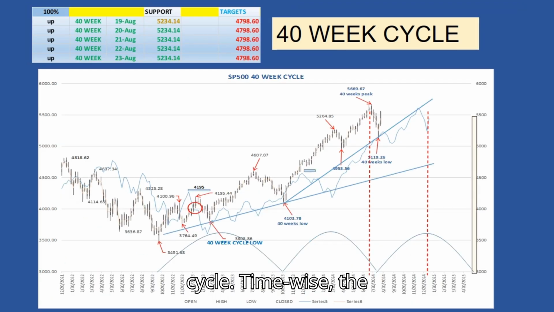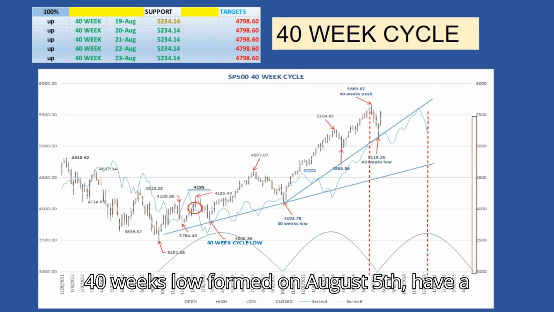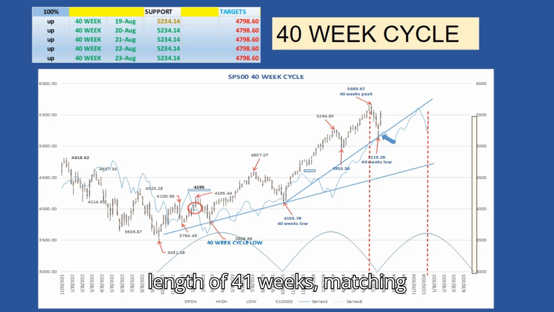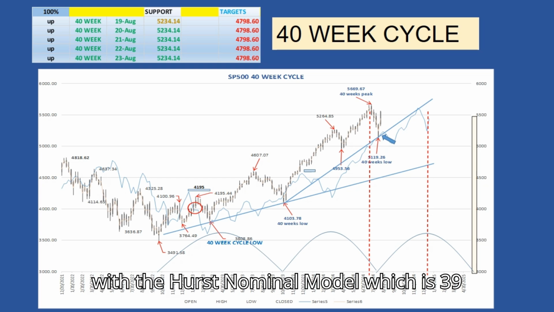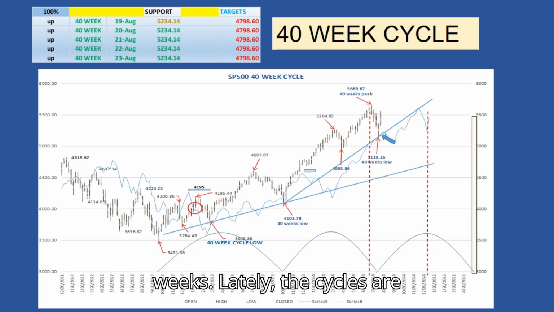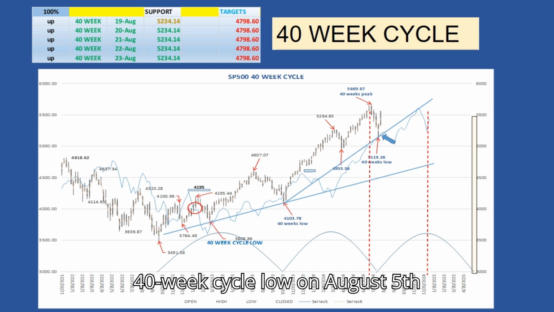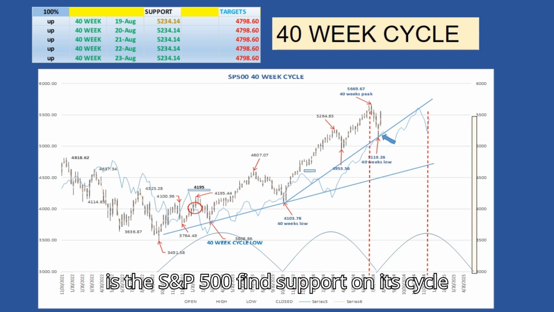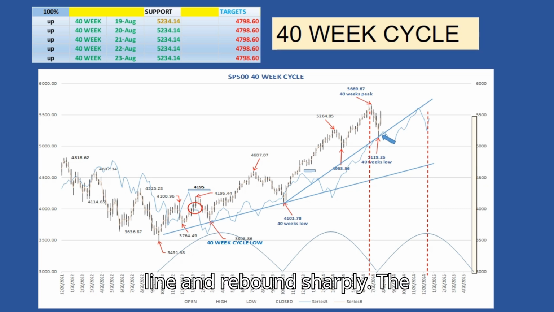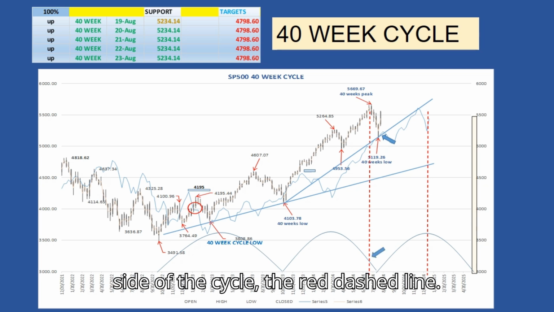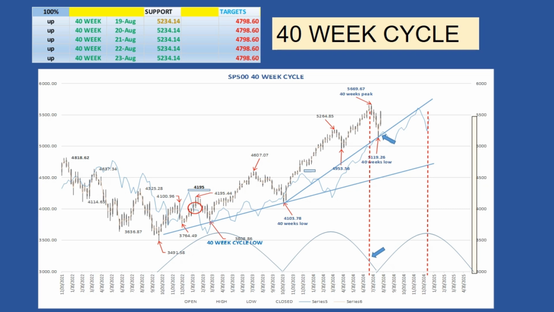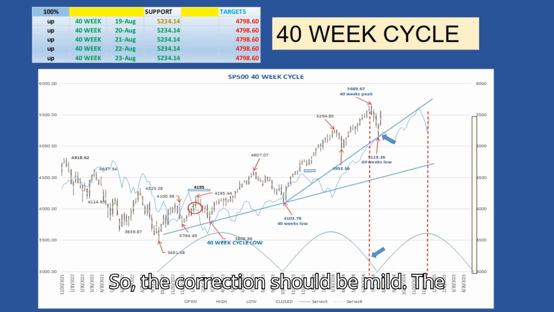The 40-week cycle. Time-wise, the 40-week low formed on August 5th has a length of 41 weeks, matching the Hurst nominal model, which is 39 weeks. Lately the cycles are running longer than usual. The second point in favor of placing the 40-week cycle low on August 5th is that the S&P 500 found support on its cycle line and rebounded sharply. The 40-week cycle peak occurred on the right side of the cycle, the red dashed line. So the correction should be mild.